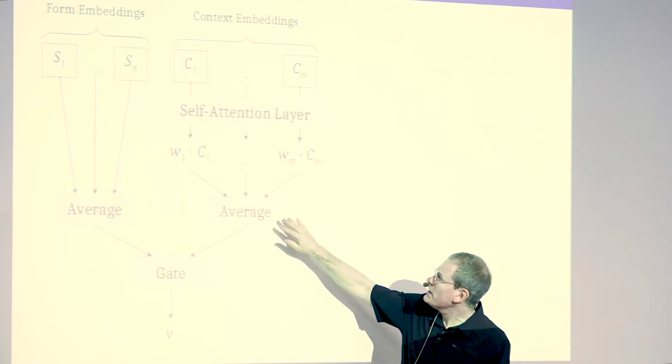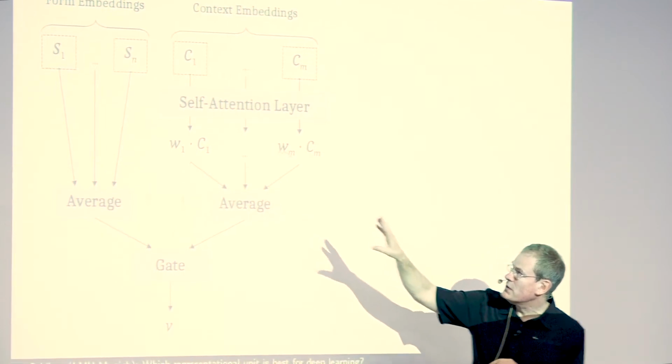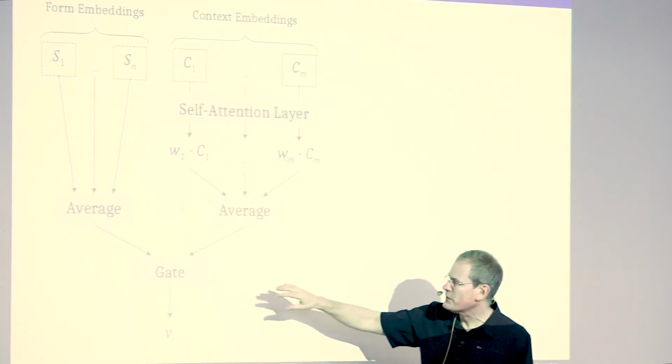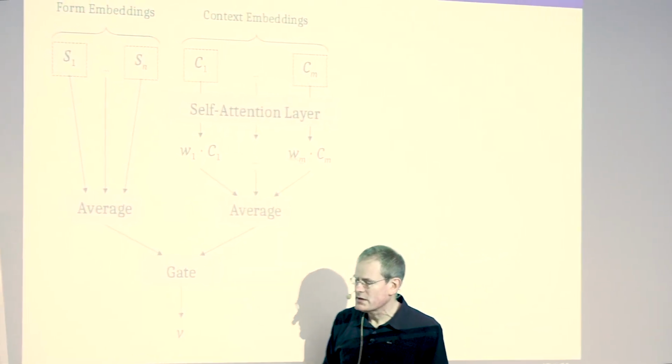Again, we take an average here, and then we have a gate, because in some cases the character information is more informative, and in other cases the context information is more informative. And this is a trained parameter that gates how we mix these two sources of information. So that's our mimicking model.